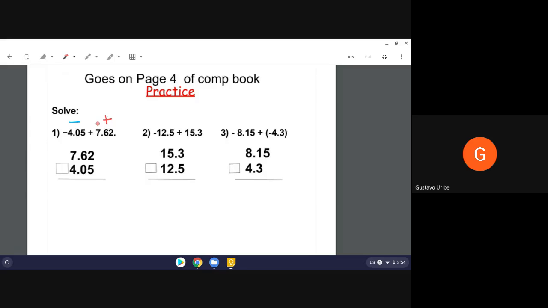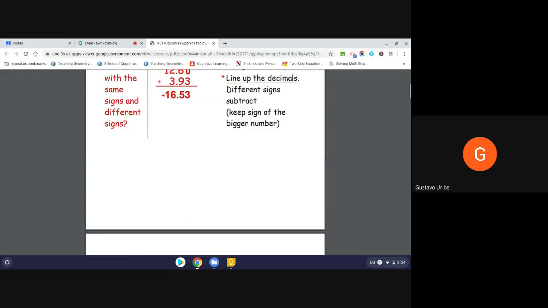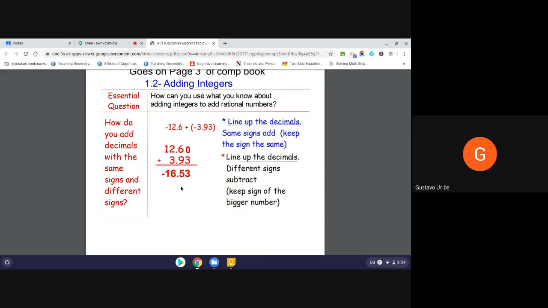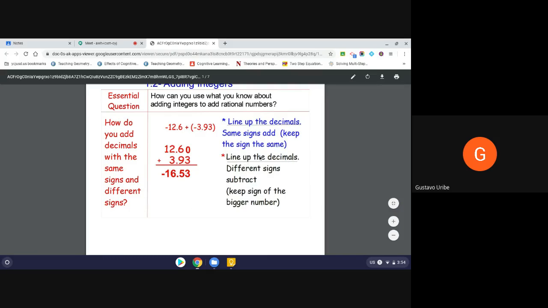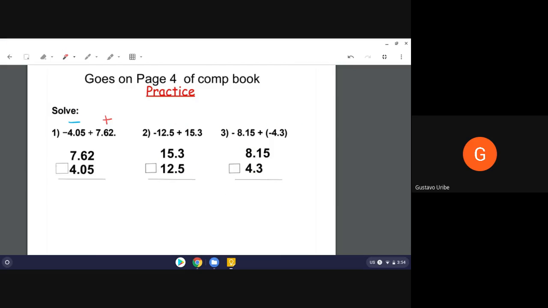Well, look, I have a negative and a positive. These are different signs. So if they're different, let's go back and let's look. Okay, we'll line up the decimals, check. Right here, different signs, subtract, and we keep the sign of the bigger number. Okay, so this is my main thing right here, subtract. So I know I'm going to go ahead and subtract these. Now, the bigger number is the 7 right here.